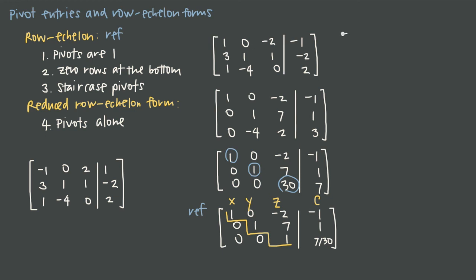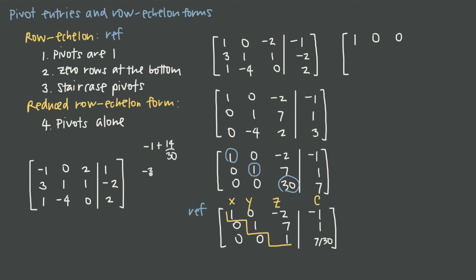So for the first column, we'll say 1 plus 2 times 0 is 1 plus 0, or 1. 0 plus 2 times 0 is 0 plus 0, or 0. Negative 2 plus 2 times 1 is negative 2 plus 2, or 0. And then negative 1 plus 2 times 7 over 30 is negative 1 plus 14 over 30.